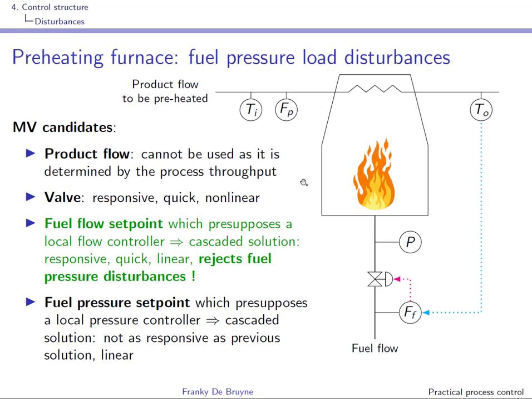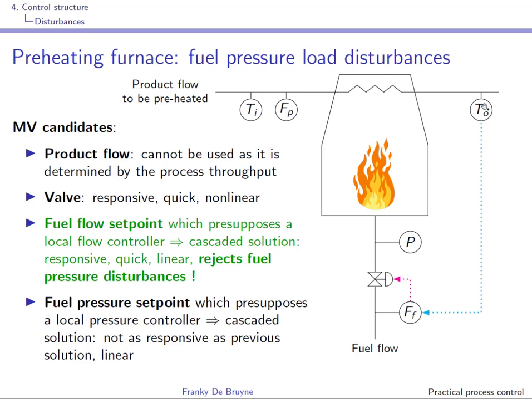Well, now that we have considered all the disturbances acting on the process, we can decide on which candidate MV we're going to take, right? Since we have fuel pressure load disturbances, there is really a big advantage in using the cascaded solution, output temperature to fuel flow control, right? Because this local fuel flow control is going to reject the fuel pressure load disturbances much faster. Indeed, a fuel pressure load disturbance will cause a fuel flow disturbance, and this local controller will reject it immediately. The alternative, which is output temperature control directly on the valve, would be much too slow.